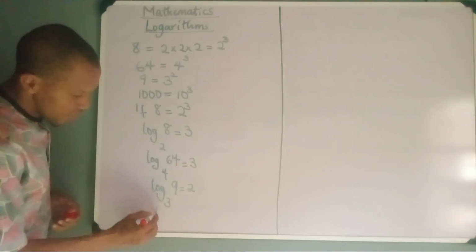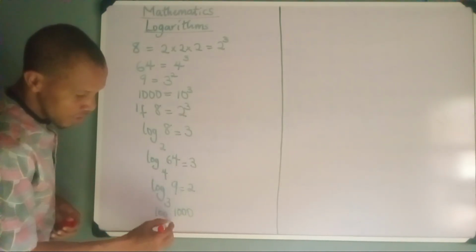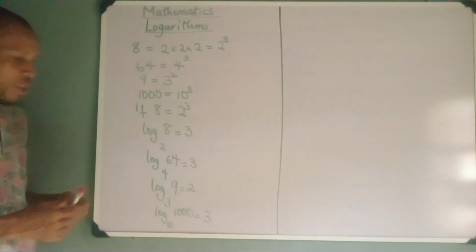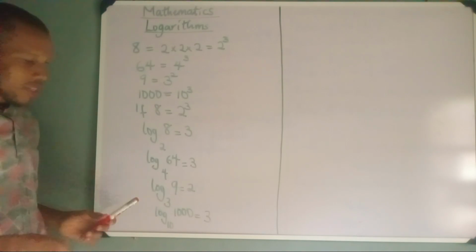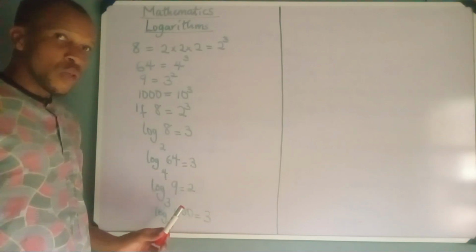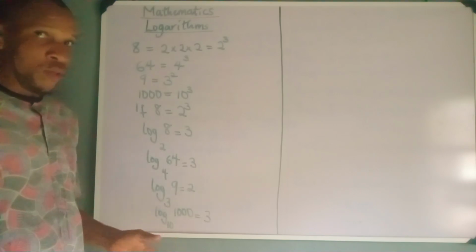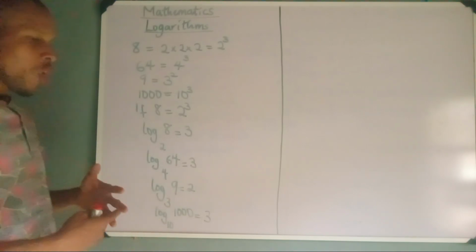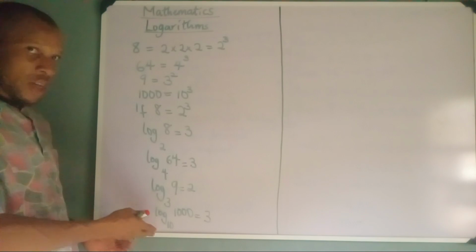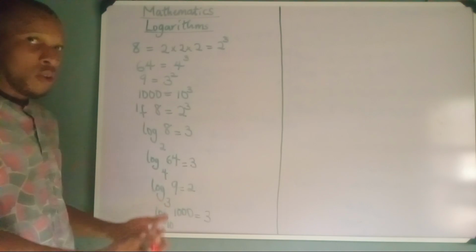Likewise, we have this log 1000 base 10 is equal to 3. Okay, so if you look at this very well, you realize that this is the same thing as saying 10 raised power 3 is equal to 1000. Good. So we can write logarithm in any base at all. Okay, but the most common one that we use in our calculation is logarithm in base 10. So we take logarithm in base 10 as the common log.